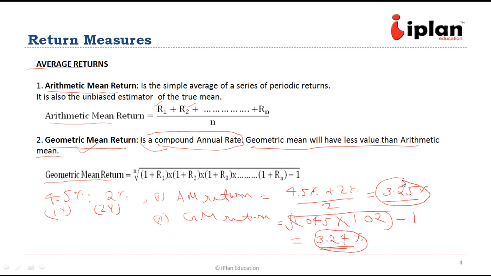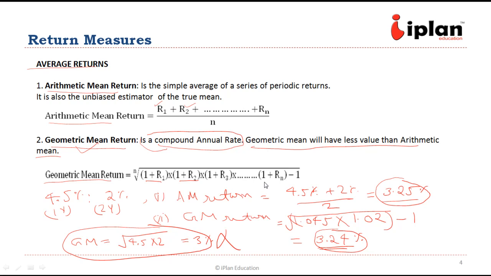One common mistake which should be avoided is using geometric mean return as square root of 4.5 and 2, which is 3%. This is wrong. So we should take returns in terms of 1 plus R1, 1 plus R2 and so on.